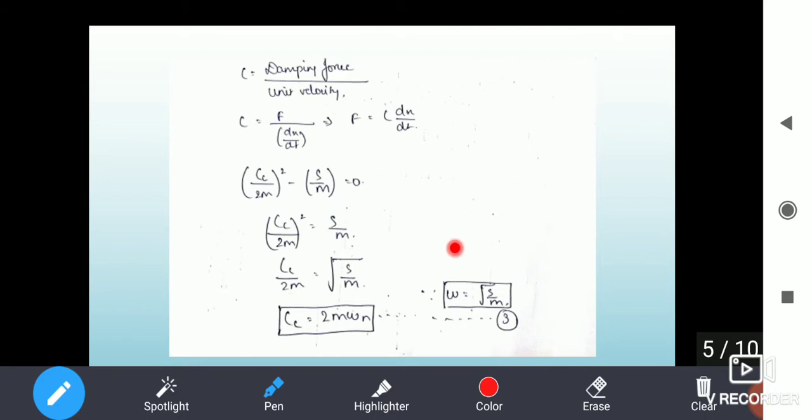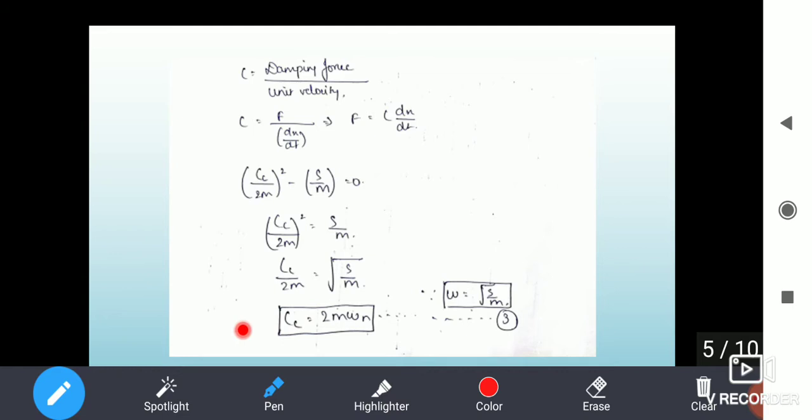So taking square root on both the sides, Cc by 2m is equal to root of S by m. Finally this S by m will be replaced with omega n. So omega n is equal to root of S by m, which is equal to root of g by delta, which we already saw in the equilibrium method for determining the natural frequency for longitudinal vibration. So finally this root of S by m will be replaced with omega n. So critical damping coefficient Cc is equal to 2m omega n.